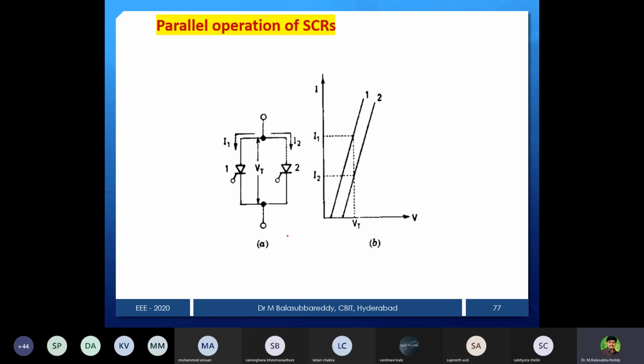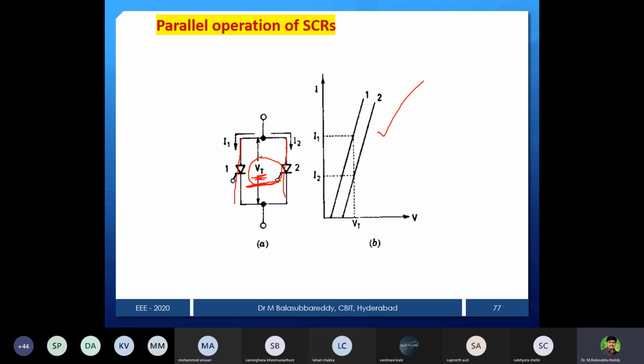Now you can see parallel operation. Why do we require parallel operation of SCRs? To meet the current demand. Now, if I draw the forward conduction characteristics, SCR1 is like this, SCR2 is of the same rating. Once both are on, in conduction characteristics, this device is on and this device is also on, so the voltage across them will be the same because both are in on state. Voltage across SCR1 is the same as SCR2, let it be some value, 1 volt or 2 volts.